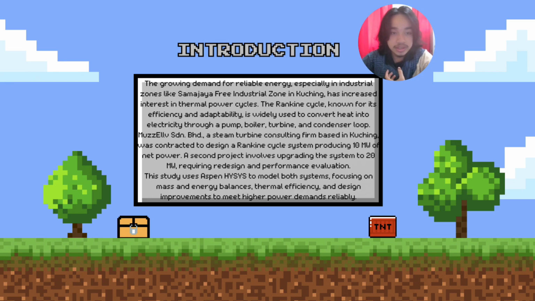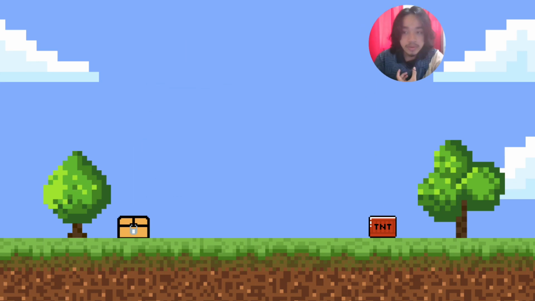Mus Elf Sedian Berhad, a steam turbine consulting firm based in Kuching, was contracted to design a Rankine cycle system producing 10 megawatt of net power. A second project involved upgrading the system to 20 megawatt, requiring a redesign and performance evaluation. This study used Aspen Hysys to model both systems, focusing on mass and energy balance, thermal efficiency, and design improvement to meet higher power demand reliability.